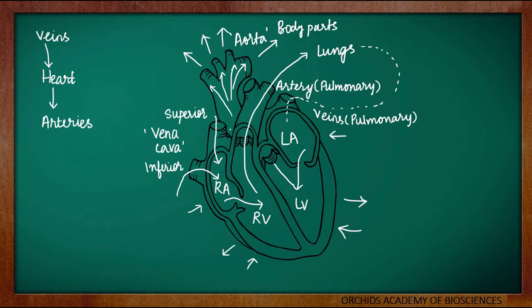There are valves present both in the right ventricle as well as in the left ventricle, so that when they pump blood to various other parts of the body or various other organs, there is no backflow of blood. Since the ventricles are responsible for pumping the blood out of the heart, the walls of the ventricles are thicker than that of the atrium.